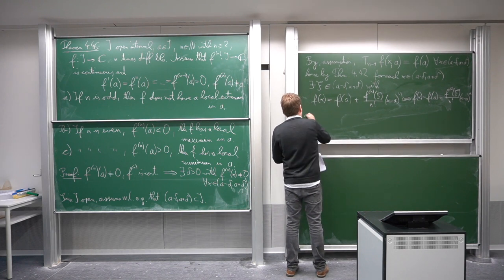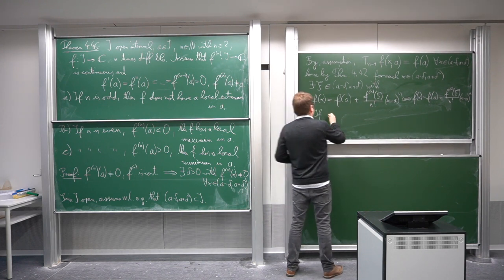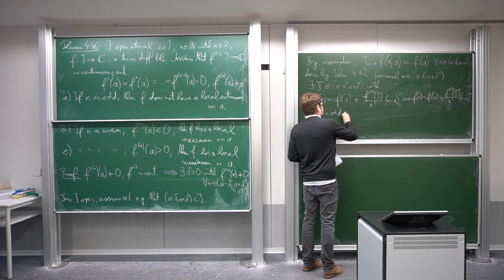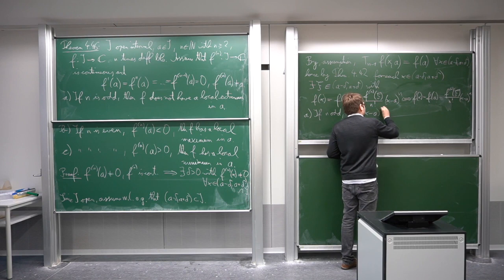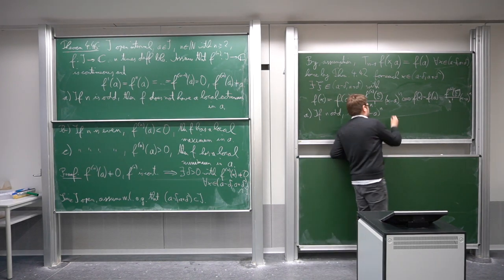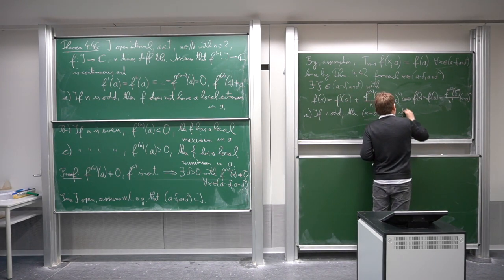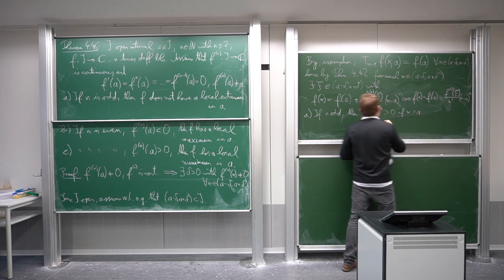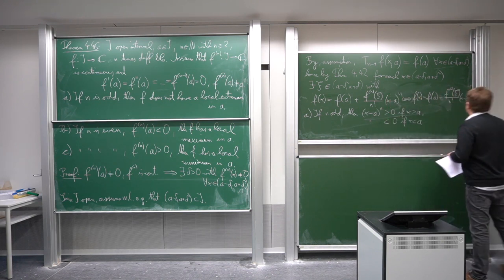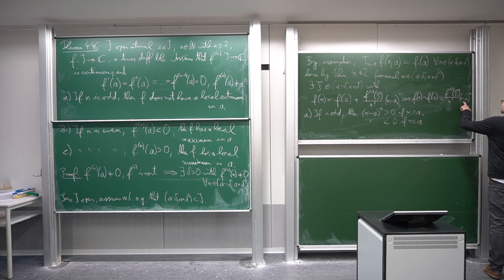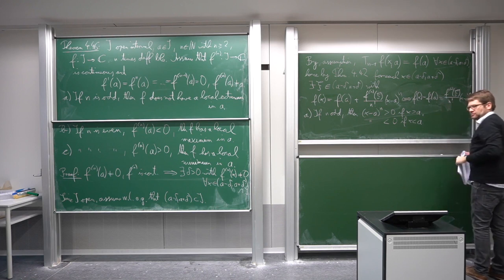First of all, if n is odd, then we know that x minus a to the power of n is positive if x is bigger than a, and negative if x is smaller than a. So this is sometimes positive, sometimes negative, so no matter which sign this one has, this whole right-hand side will, arbitrarily close to a, always take positive and negative values.